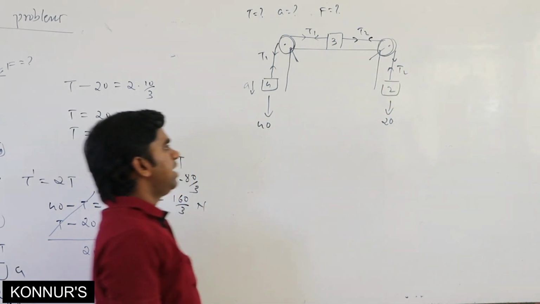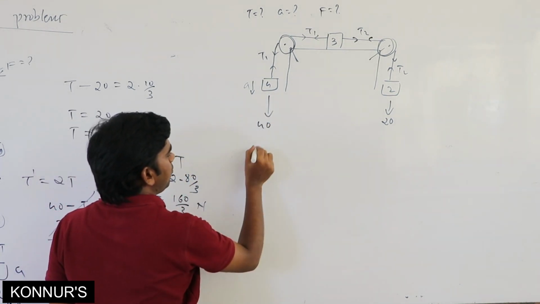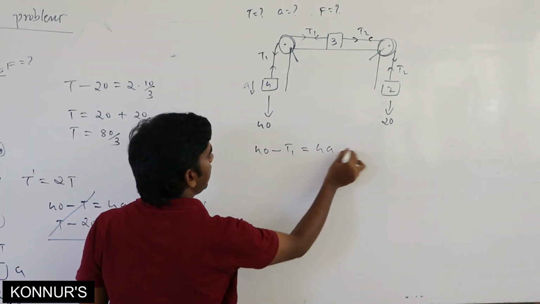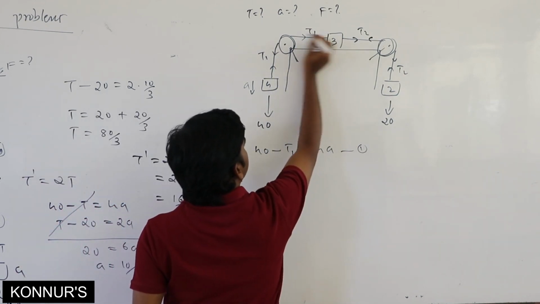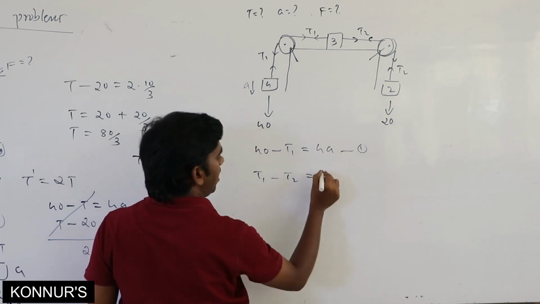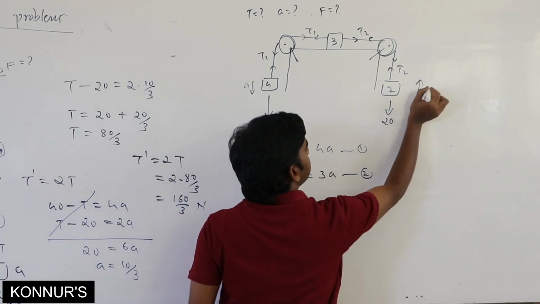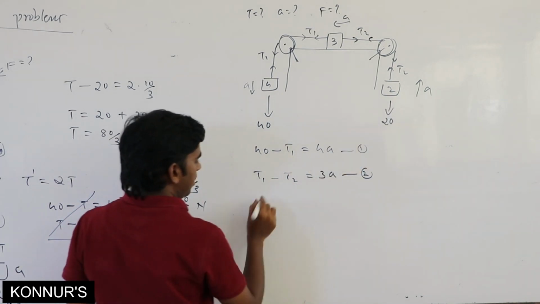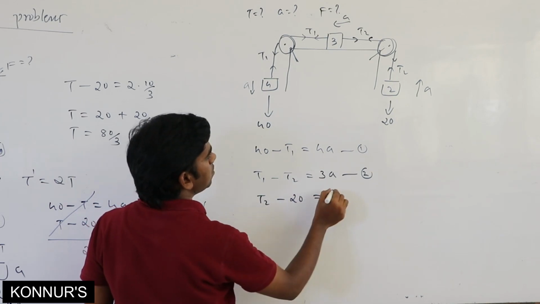Okay. Now apply the net force. There is no difference in the method you have to follow. Apply here: 40 is downward, upward is T1, equals mass into acceleration, 4A. We got one equation. Then apply the same thing here. What is the force in this direction? T1. Force in that direction is minus T2, equals mass into acceleration, that is 3A. Here upward force is T2, because the acceleration is in this direction. So here T2 minus downward force 20 equals 2A.